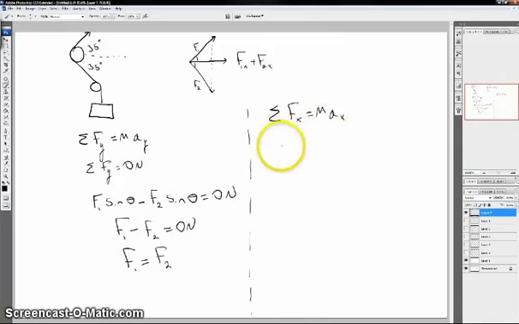We said earlier that the net force here is going to be the force from the first rope times cosine theta for the x component, and the x component of force 2 is going to be, again, cosine theta, minus the force that the foot is pulling back with.